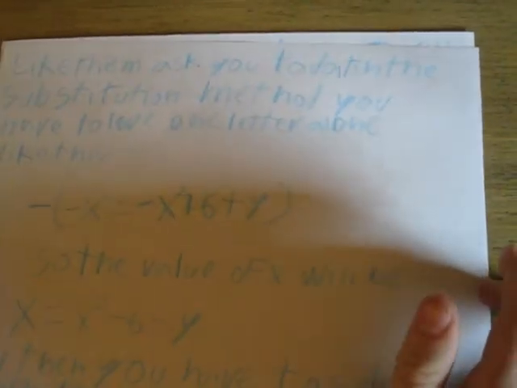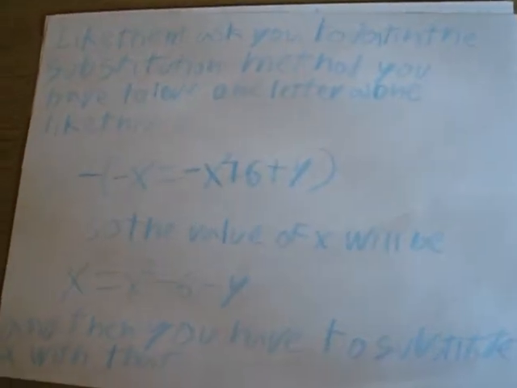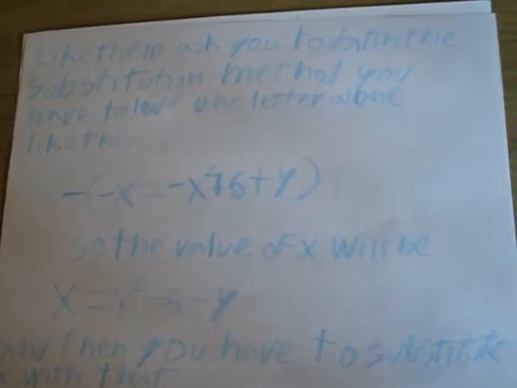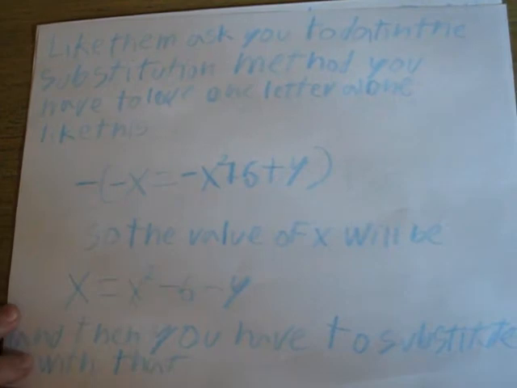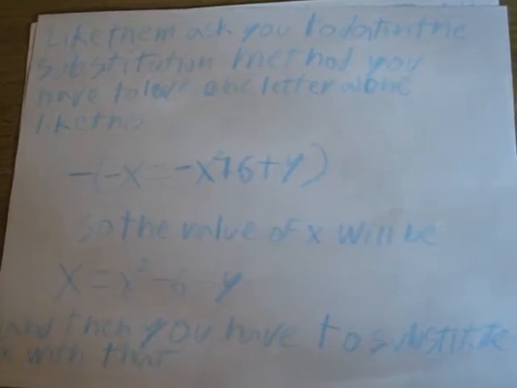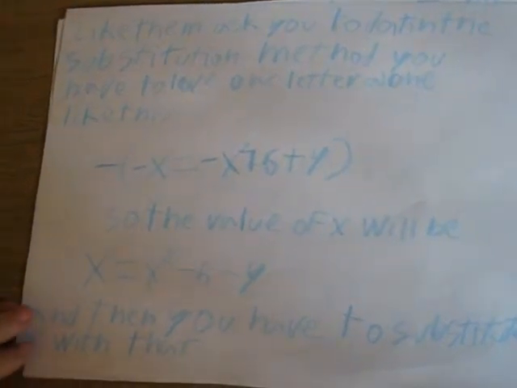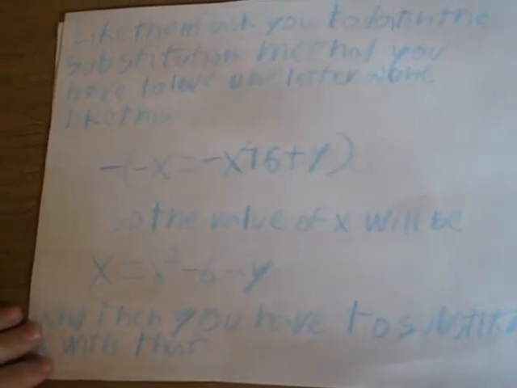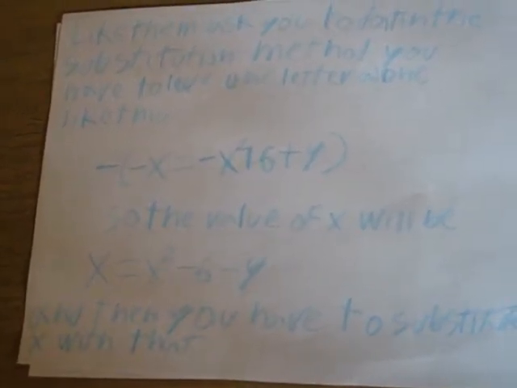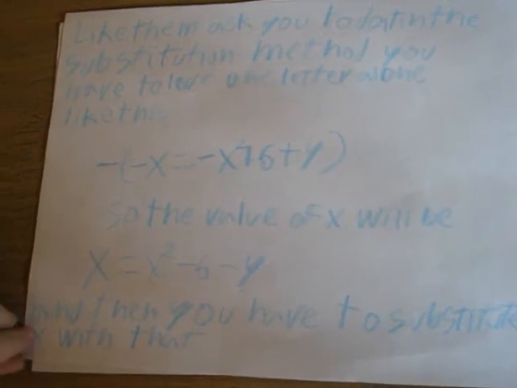Problem 136, Final Lab. Like they ask you to do it in the substitution method, you have to leave one letter alone, like this one. I choose the x because it's easier when it's alone already. So the value of x will be x equals x squared minus 6 minus y. And then you have to substitute the x with that.